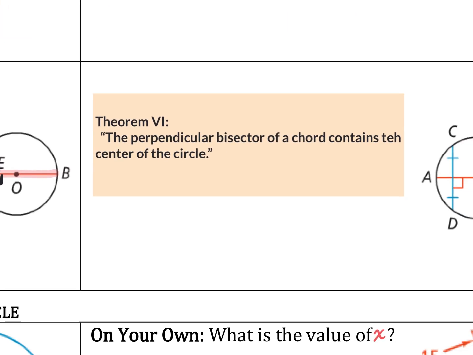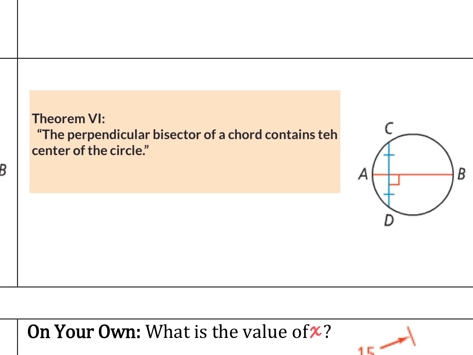Okay, theorem number 6. Still, we are talking about the perpendicular bisector in here. It simply says that the perpendicular bisector of a chord contains the center of the circle. Simply said, it's talking about the diameter. So the chord is also a diameter, and within the diameter we can actually find the center of the circle. That's the very simplified version of this theorem.